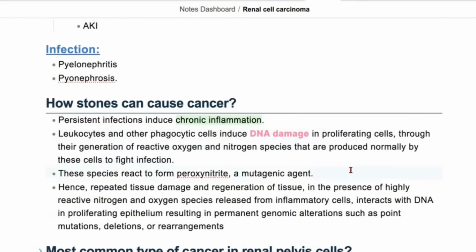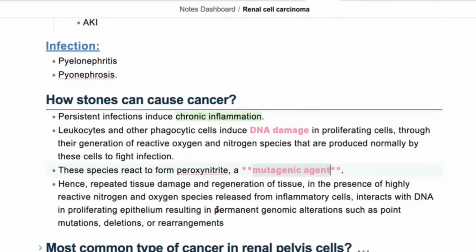DNA damage. So this will lead to production of oxygen and nitrogen species that are produced normally by the cells to fight infection. Okay? The substance is called peroxynitrite, which is a mutagenic agent. So it will lead to some mutation. Okay? It would interact with the DNA in proliferating epithelium and will lead to permanent genomic alteration, such as point mutation or deletion or rearrangement. And this is basically what leads to cancer.